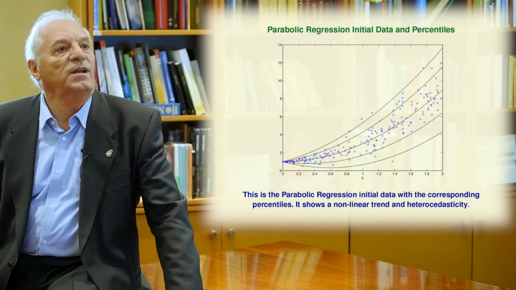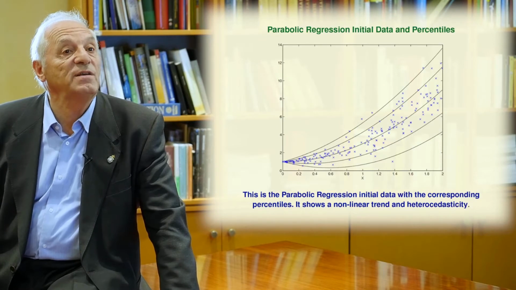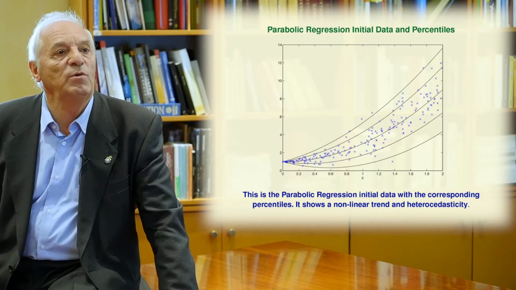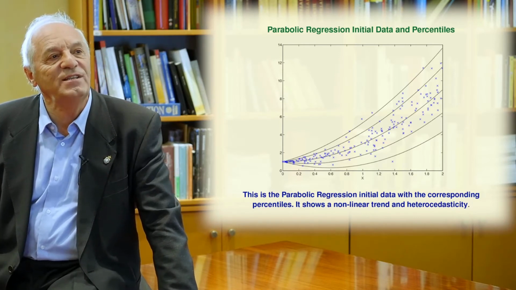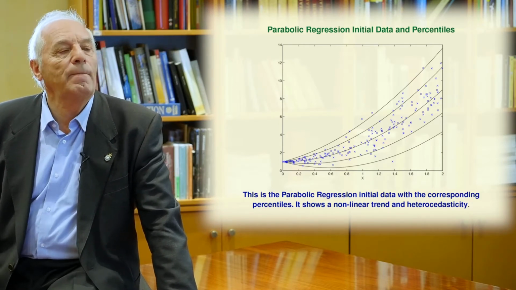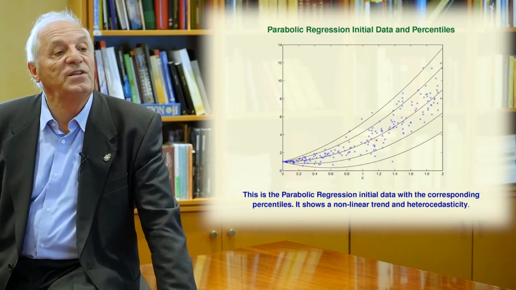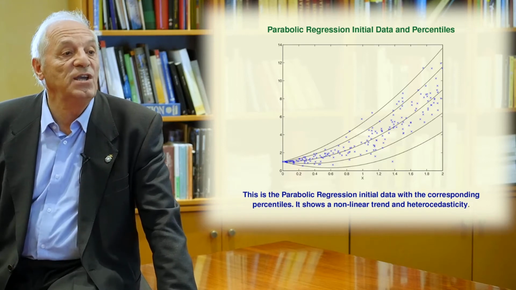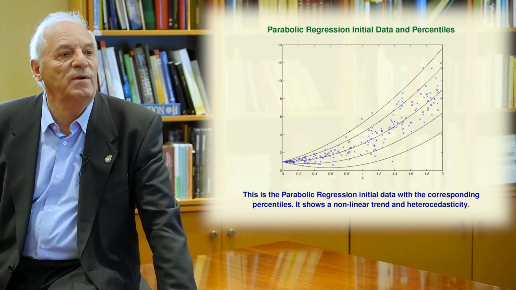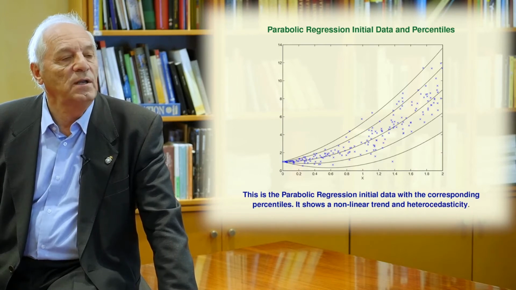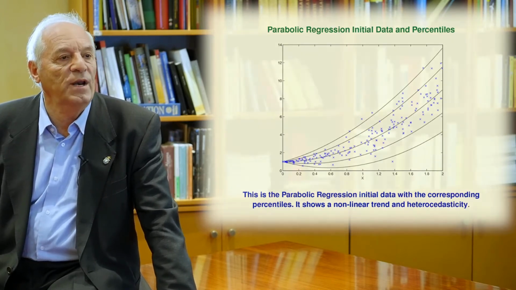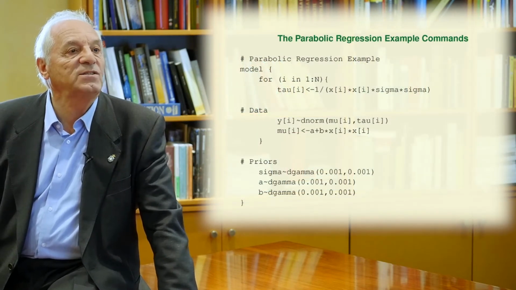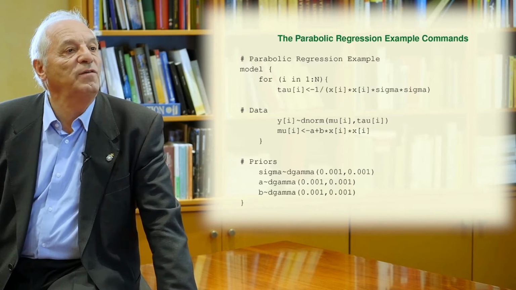This is the parabolic regression example in which we have simulated data. The data is not real data, it has been simulated from this example. We consider parabolic regression in which the dispersion, the standard deviation, increases with the value of the regression variable as the square of this regression variable.